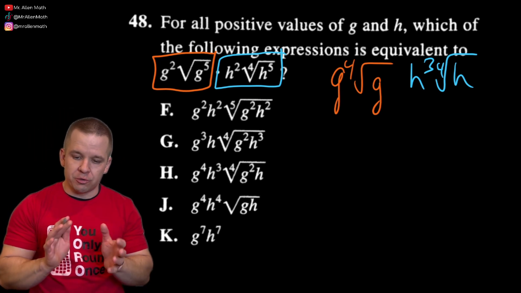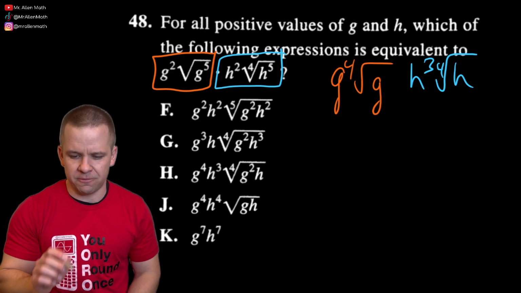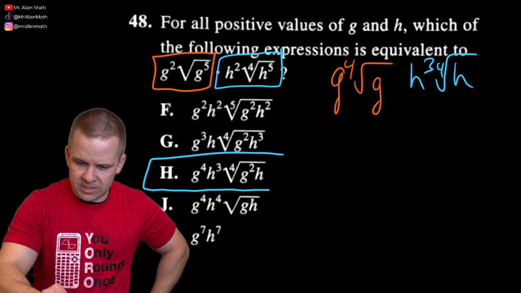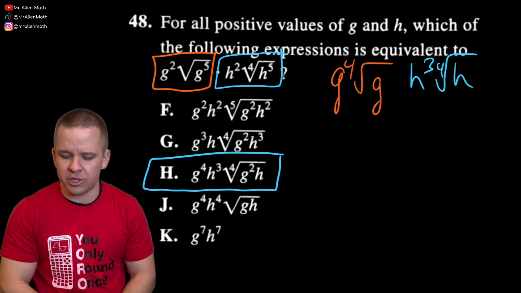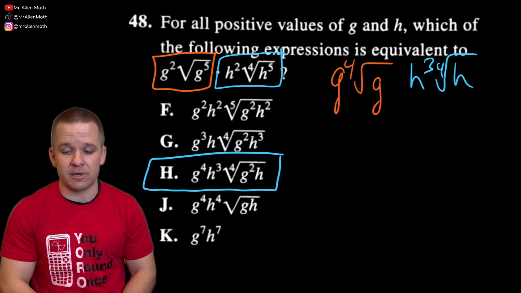Now, here's where the tricky part comes in. Actually, hold up. Let's see if we can make maybe an educated guess first. Do I see anything with g to the fourth and h cubed? This is the only one with g to the fourth and h cubed. It doesn't necessarily mean it's guaranteed to be the right answer, but it's definitely a step in the right direction.